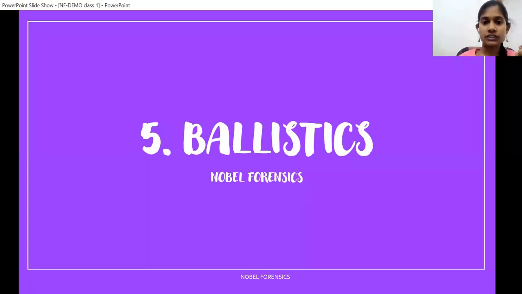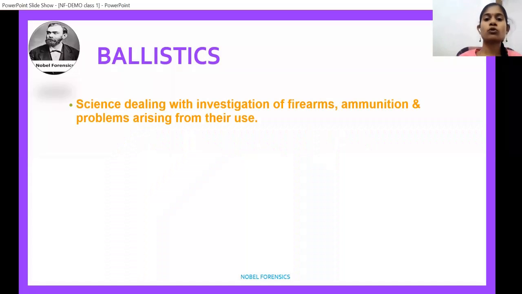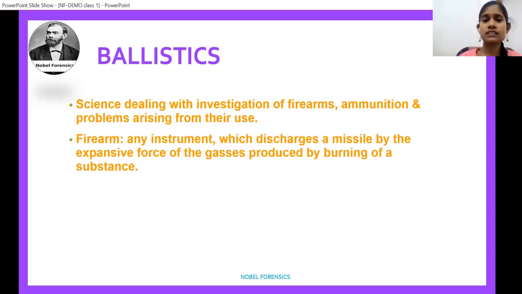Then coming to the ballistics. Ballistics is the study of firearms, ammunition, and also the problems which arise with the use of firearms. A firearm is an instrument which discharges a missile. Missile means either bullet or pellet, which is discharged by the expansive force of the gases produced by burning of a substance. Substance means here gunpowder. With the burning of gunpowder, the bullet or pellet will discharge out of an instrument.